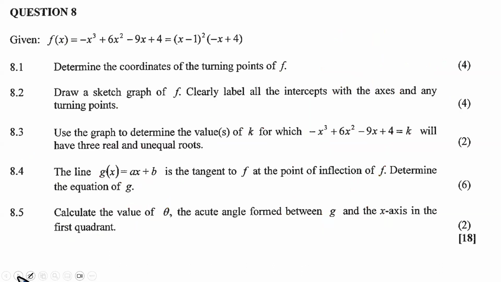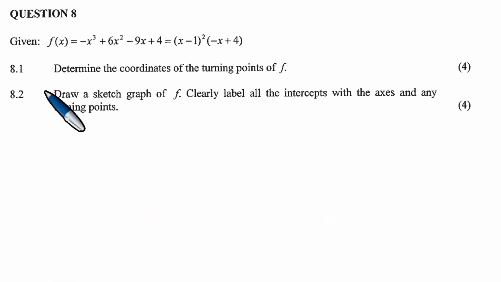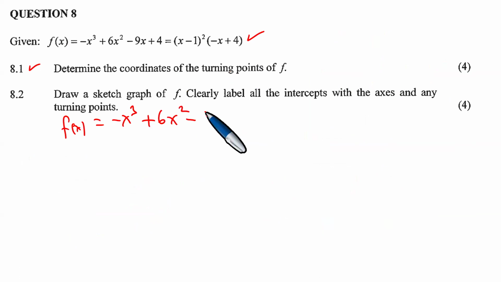That was question 7. We'll look at question 8. Question 8 is this long one. We shall just go through it with much simplicity and ease. Determine the coordinates of the turning points of f. Okay, now to find the coordinates of the turning point, we must find the derivative of the function. So which means that we have f of x, which is actually minus x cubed plus 6x squared minus 9x plus 4.